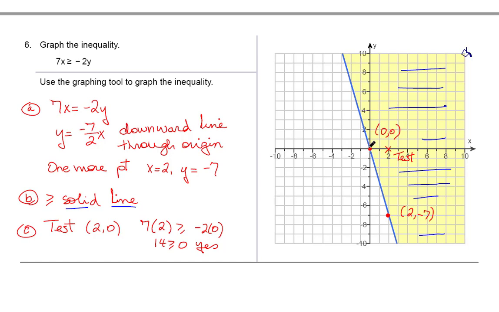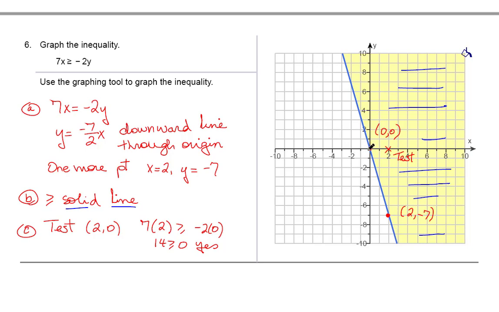All right, so the origin is one point. What's another point? Well, there's no real easy way to do this, but I'm noticing if I let x be 2, 2 times 2, those would cancel, and y would be minus 7. Another way to look at it is over 2, down 7, based on rise and run for our slope. So I can now make my line.